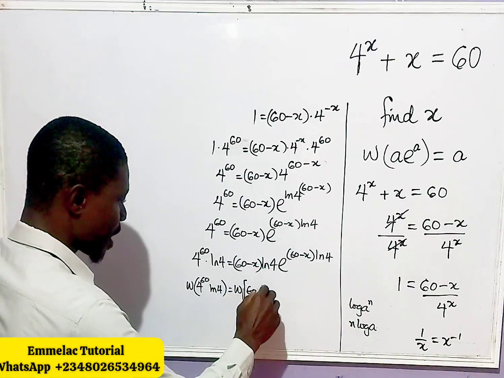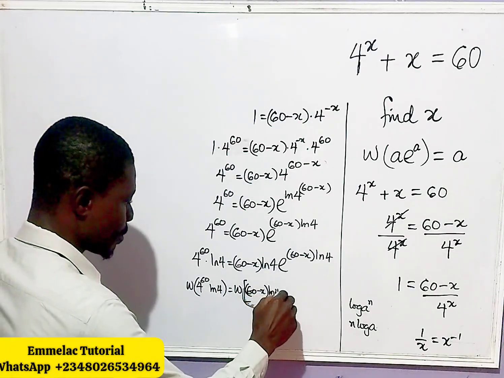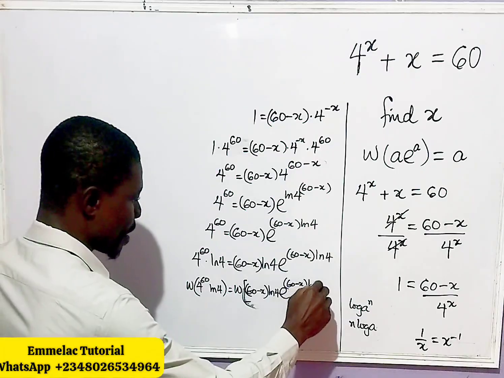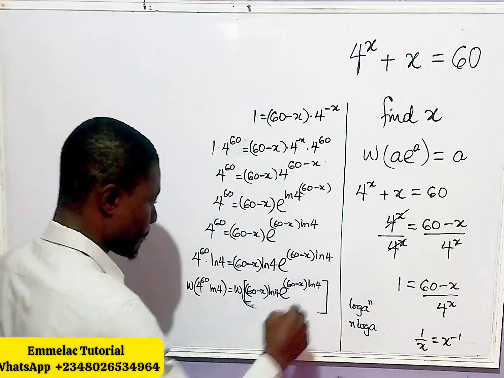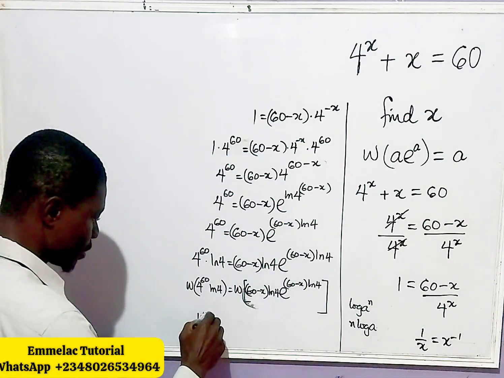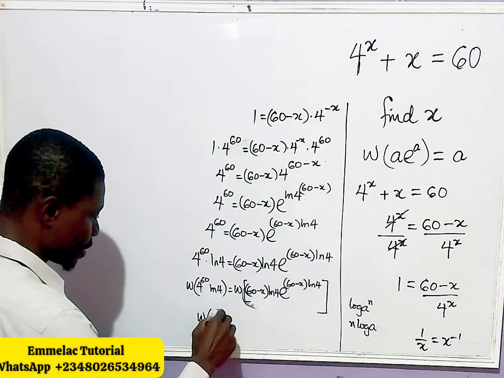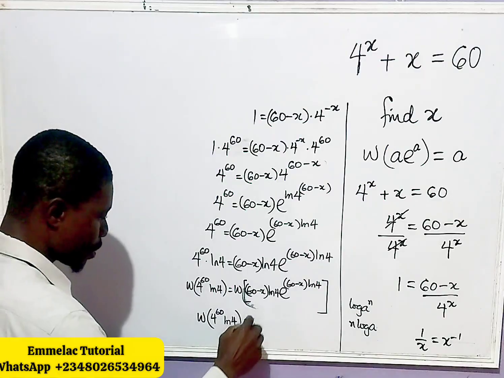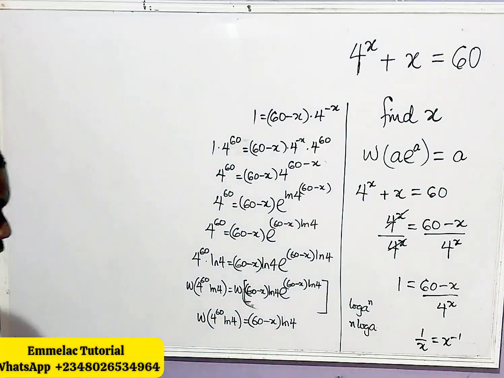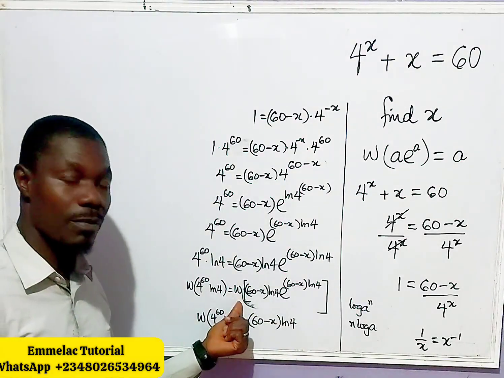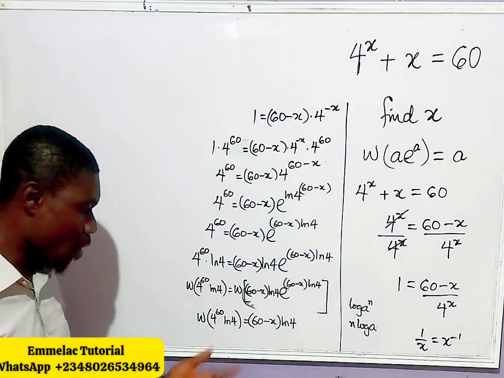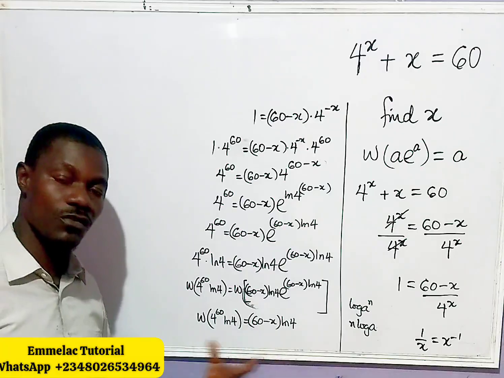Here you have 60 minus x ln 4, then e raised to the power of 60 minus x ln 4. So the right hand side now becomes 4 raised to the power of 60 ln 4, then equals 60 minus x ln 4. Because the whole of this, after applying the Lambert W function, gives us this according to this rule.